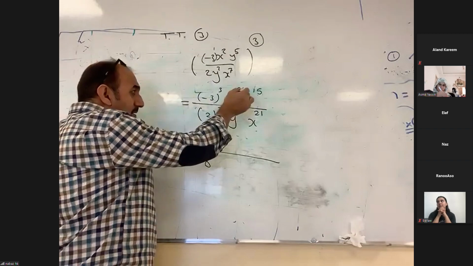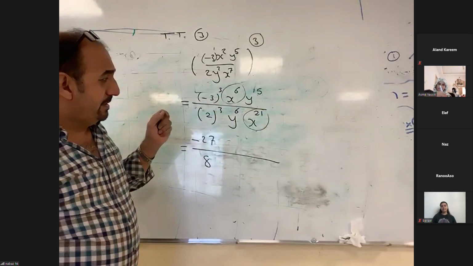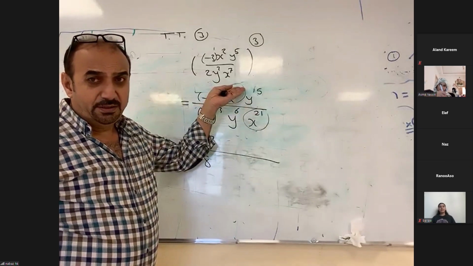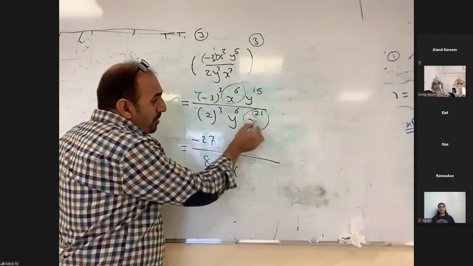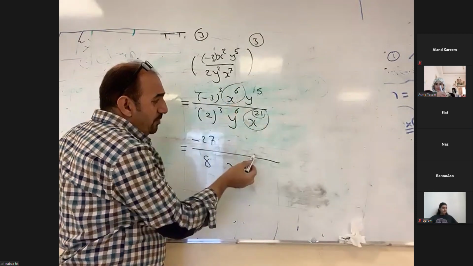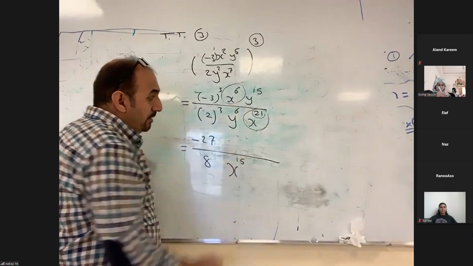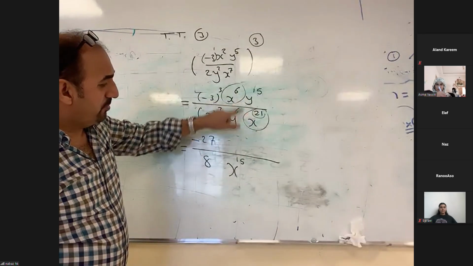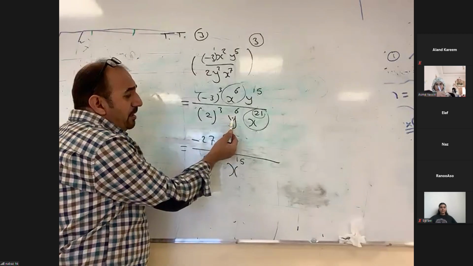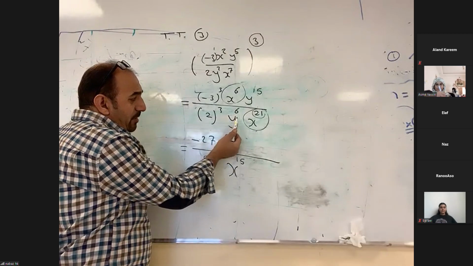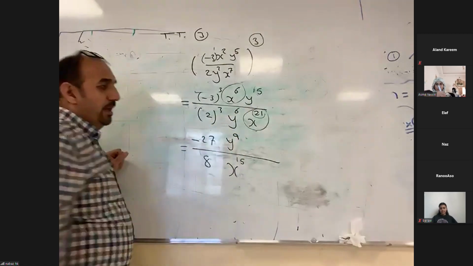Now you have x here and x here. Which power is greater, down or up? Down, 21. So write down here x, 21 minus 6, it will be 15, I think, right? About y, here it is to the power 6, and here to the power 15, so y is equal to 9.